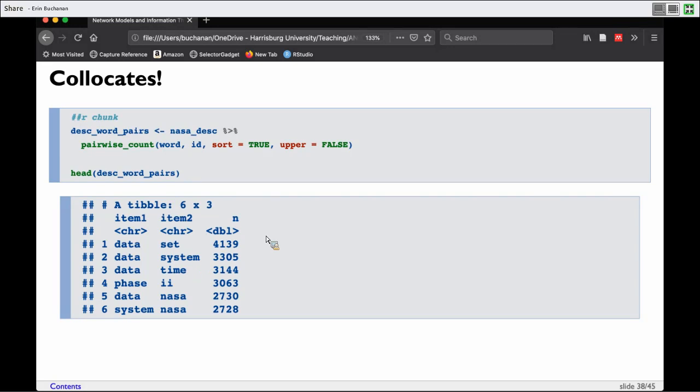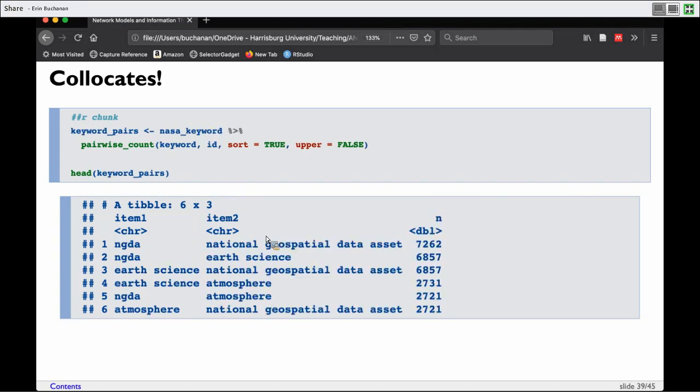And we could do this more than pairwise. The pairwise count function has, I think, some options where you can do threes and fours, but the data set gets really large really fast, so we're going to stick with two right now. And then we can do the same thing with keywords, but now we're treating this as pairwise keywords instead of pairwise words.